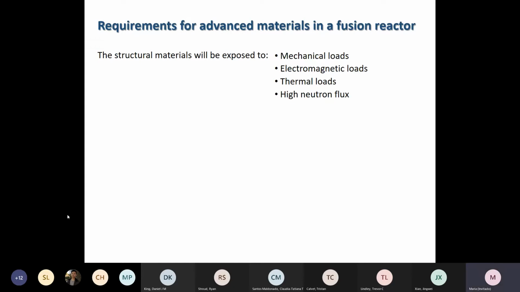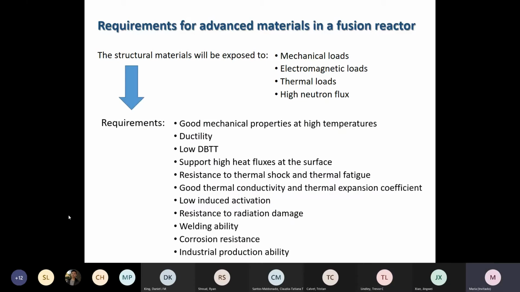As I mentioned, due to their location inside the reactor, the structural materials will be exposed to a set of different loads, including mechanical loads, well, because it's a heavy instrument reactor, electromagnetic loads, thermal loads, and also a high neutron flux. All of that at the same time. So the requirements that we are claiming for the structural materials is this long list in here. So we want everything at the same time.